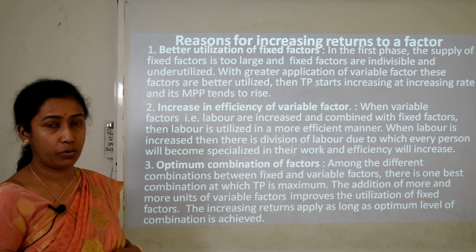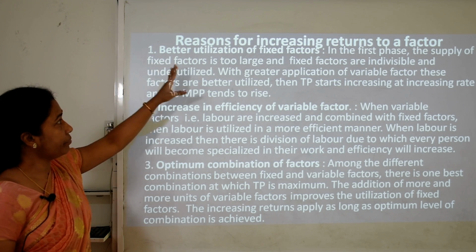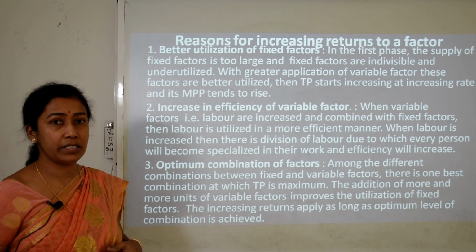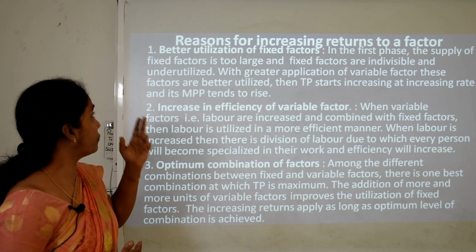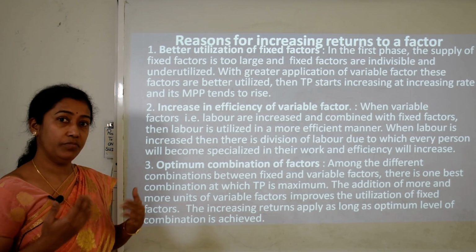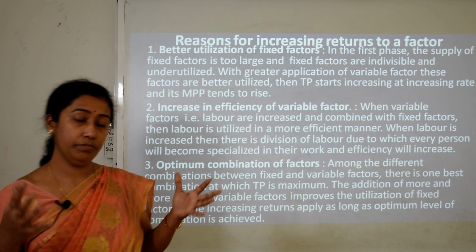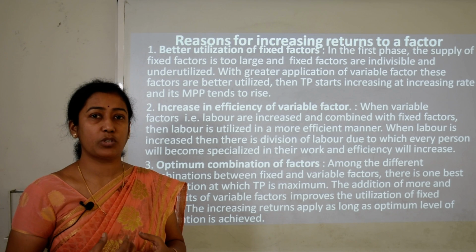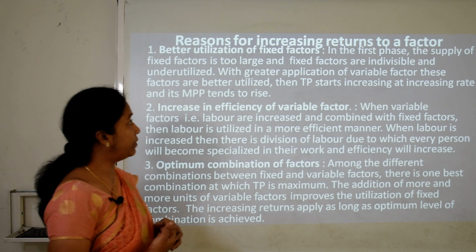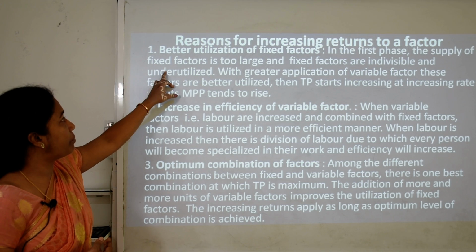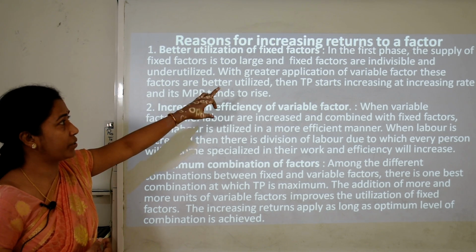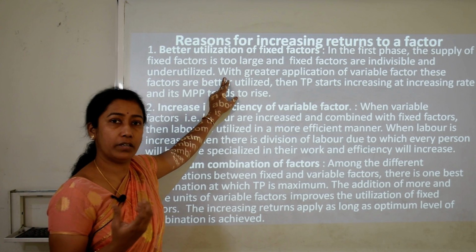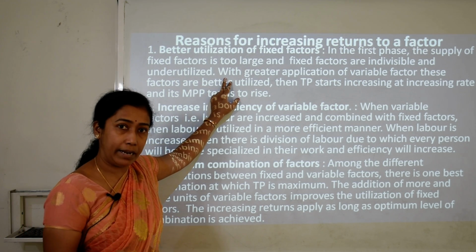So the reasons which we are going to discuss, the first is better utilization of fixed factor. That means when it comes to reasons for increasing returns to a factor, it is because of better utilization of fixed factor. Fixed factor here is land. That is, the firm or industry is utilizing this piece of land more at its maximum. So in the first phase, the supply of fixed factor, that is land, is too large, and fixed factors are indivisible and underutilized. Fixed factor is generally indivisible, you cannot divide land.